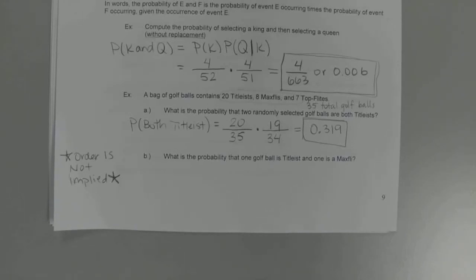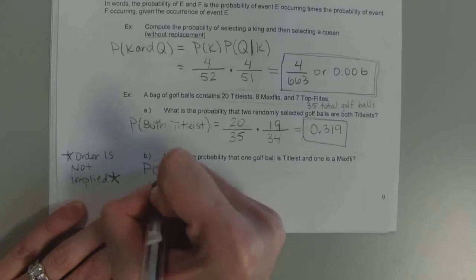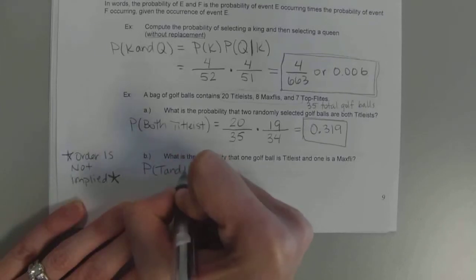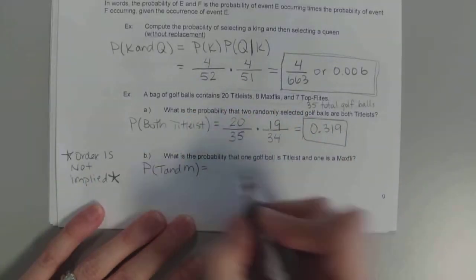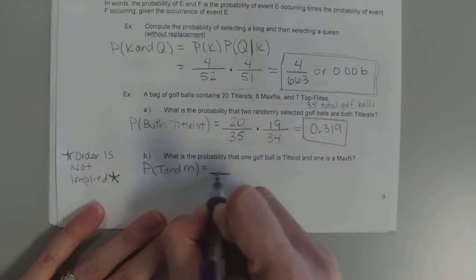No. So what we have to be careful of is I could get a Titleist first and then a Max Fly, and make this happen, or I could get a MaxFly first and then a Titleist and make that happen. So we have to think about both scenarios, okay? So the probability of a Titleist and a MaxFly, a T and an N. Let's think of the first one. Let's say we pick a Titleist first.